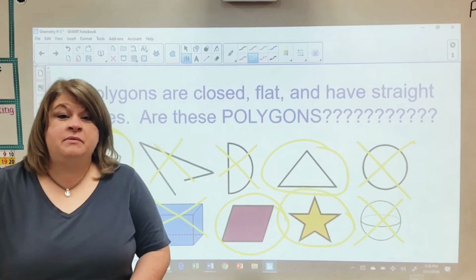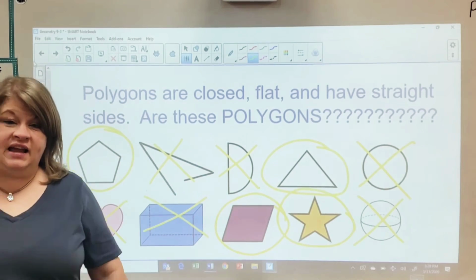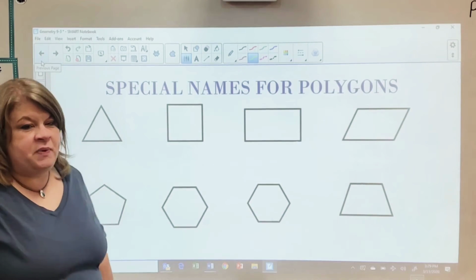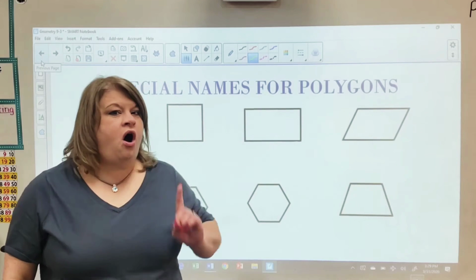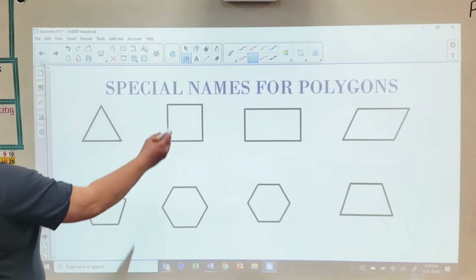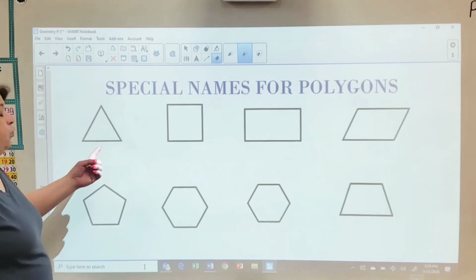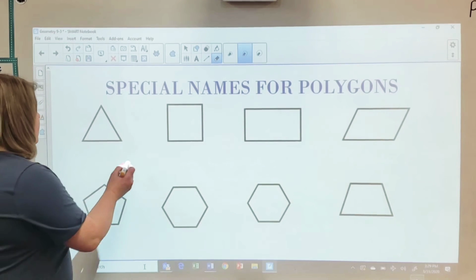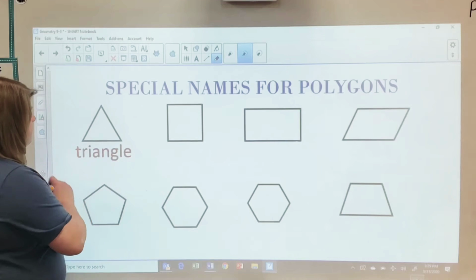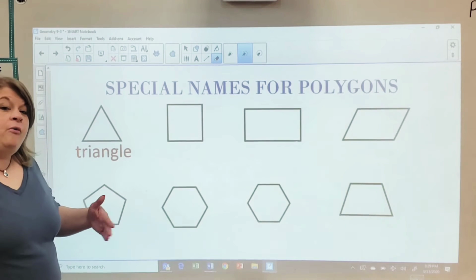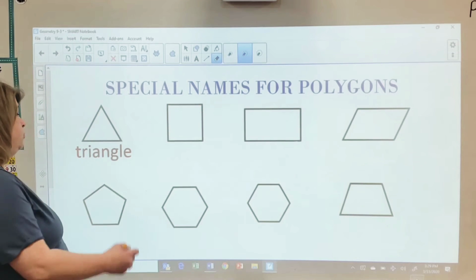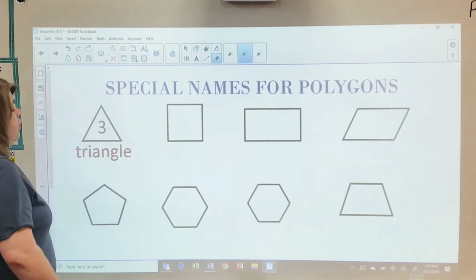Now I want to talk about some of the special names for the polygons. So let's look at the next page here. Special names. Some of these you already know. You ready? What do you think this one is called? Yeah, a triangle. Look at that right there. How many straight sides does a triangle have? Right, 1, 2, 3. 3 sides.